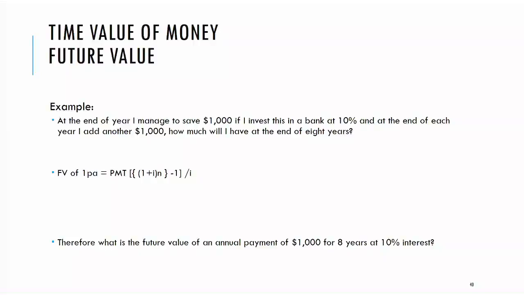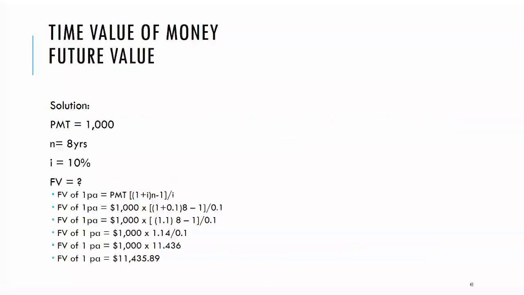Example. At the end of this year, I managed to save $1,000. If I invest this in a bank at 10%, and at the end of each year, I add another $1,000, how much will I have at the end of 8 years? This is the formula. Therefore, what is the future value of the annual payment of $1,000 for 8 years at the 10% interest?